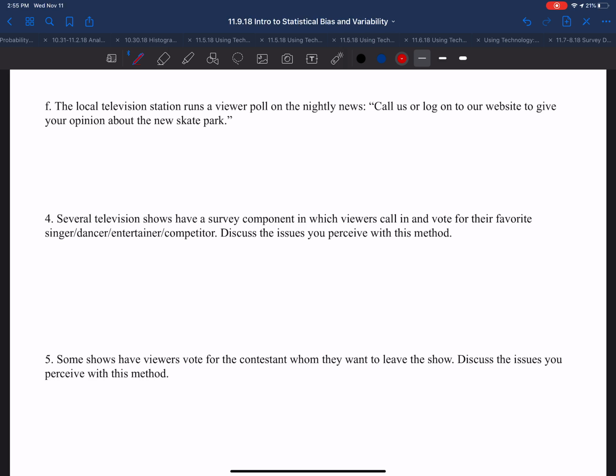So someone who absolutely loves the skate park is going to call in. Someone who absolutely hates it is going to call in. Somebody who has really no opinion about it is just going to leave it alone. They're not going to call or go on the website. So we're going to say voluntary and only people with strong opinions will answer.